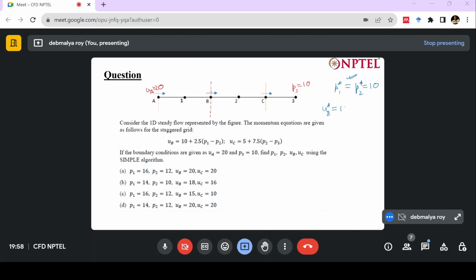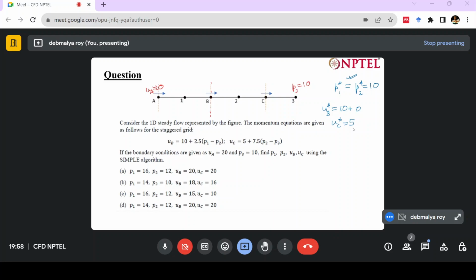So this is equal to 10 plus P1 minus P2, so this is 0. What about UC star? That is also 5. P2 minus P3, that is also 0. So UV star is 10, UC star is 5. And so these are not velocities, these are basically incorrect velocity fields that we have derived from the pressure.